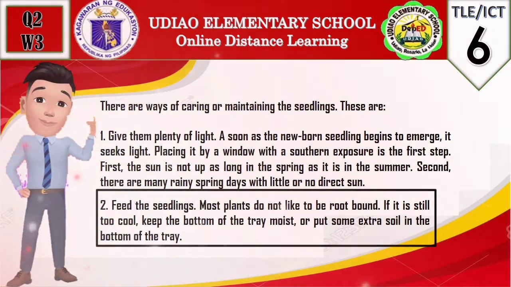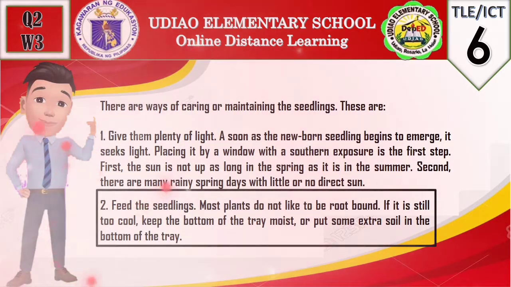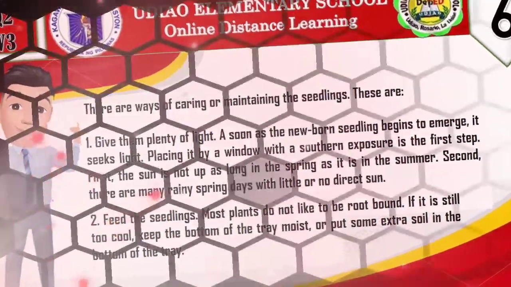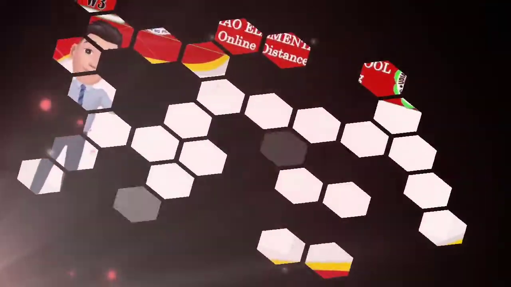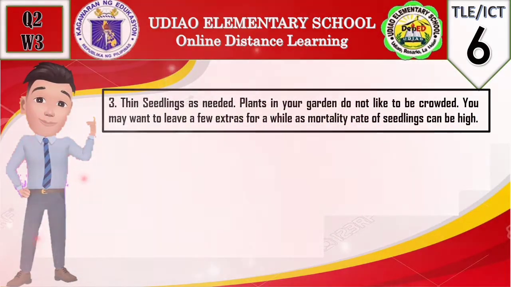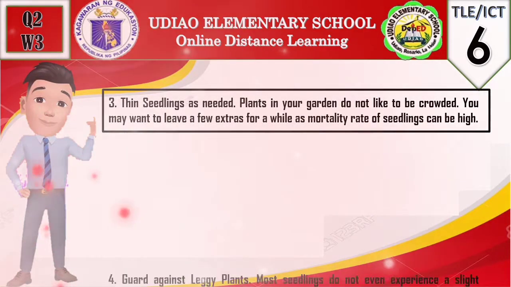Number 2, feed the seedlings. Most plants do not like to be root bound. If it is still too cool, keep the bottom of the tray moist or put some extra soil in the bottom of the tray. Number 3, thin seedlings as needed. Plants in your garden do not like to be crowded. You may want to leave a few extras for a while as the mortality rate of seedlings can be high.